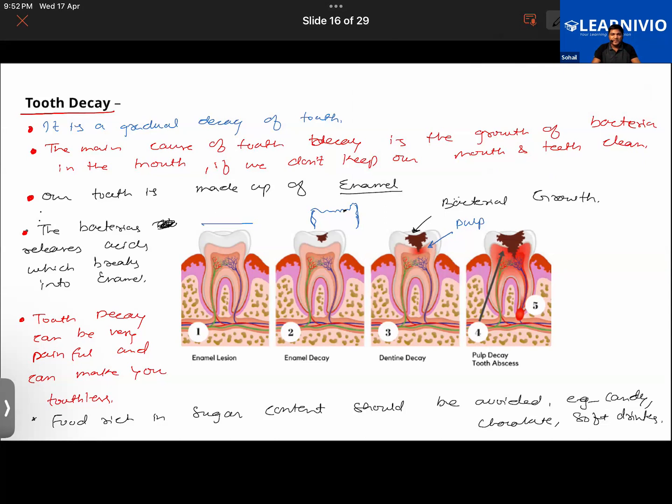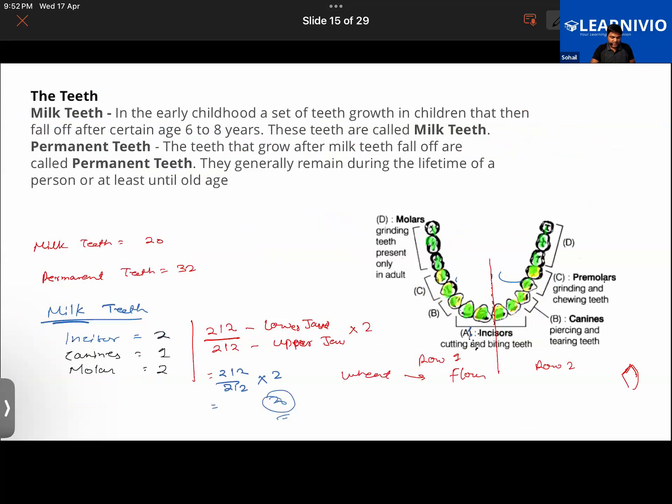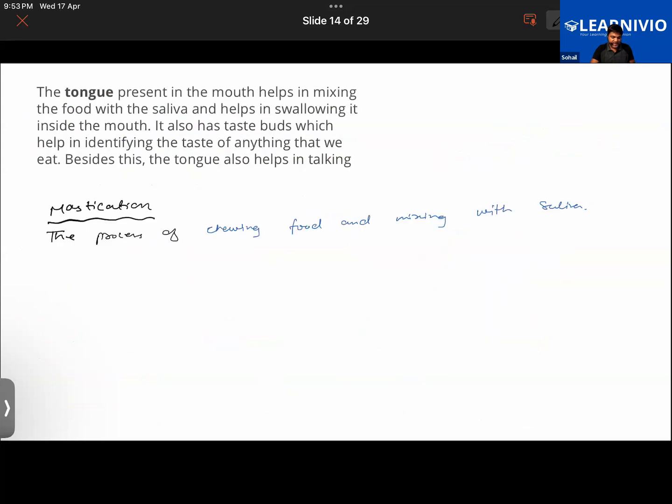Now, you guys tell me, in order to chew and grind the food, which kind of teeth do we use? Sir, premolars. In fact, there's one more, no? Premolar and molar. Both of them are used for chewing and grinding the food, right? Yes, sir. Okay. You guys also tell me, we did a study about the function of saliva. Saliva breaks something. What does it break?